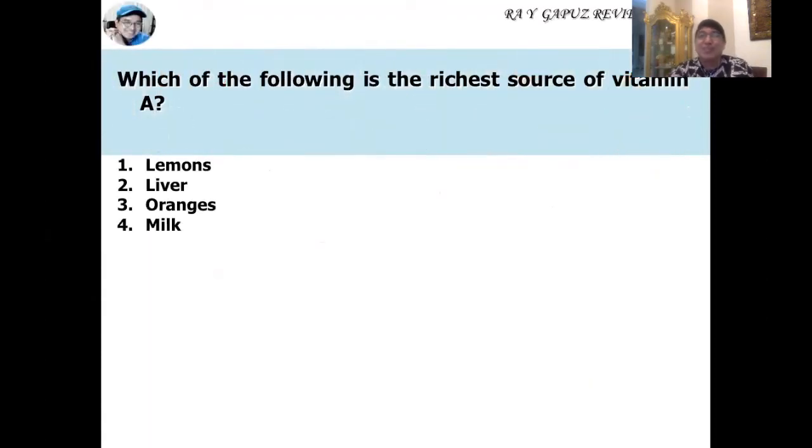So which of the following is the richest source of vitamin A? We talked about this earlier in class. I told you that not all brightly colored fruits are high in vitamin A. So the answer to this question, we've talked about it, liver. Remember, one serving could be equivalent to your recommended dietary allowance for a week, so not too much liver. The answer is 2.